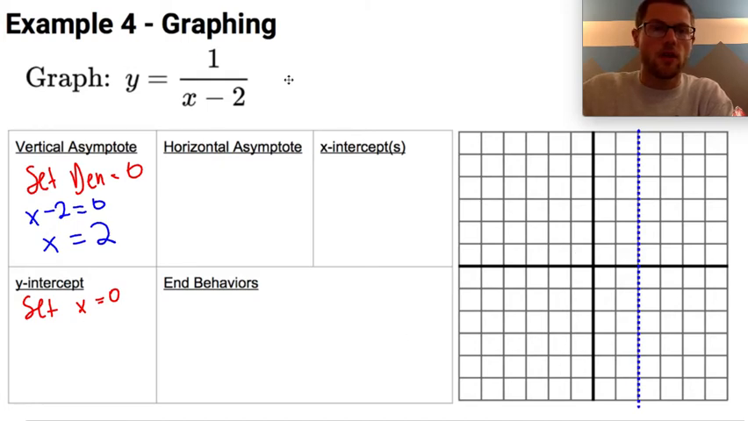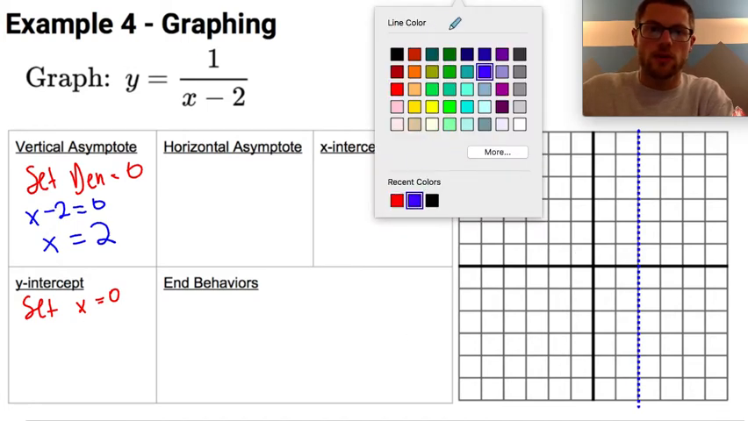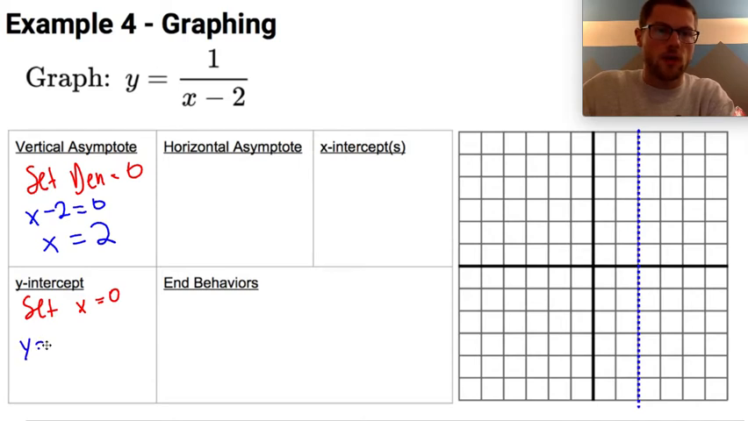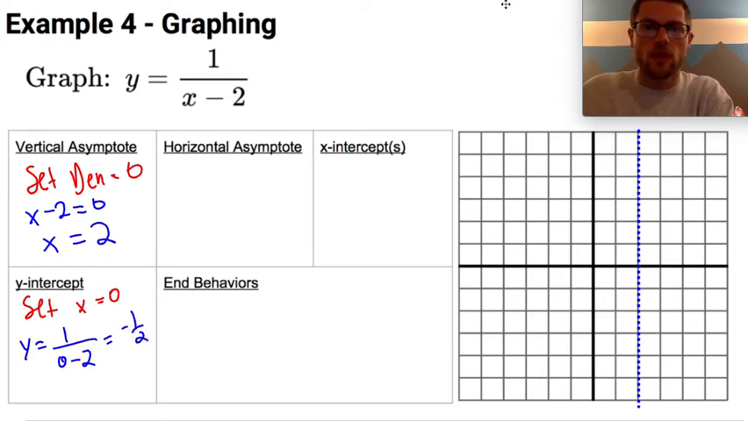So let's plug in x equals 0. So y is going to equal 1 over 0 minus 2, which is equal to negative 1/2. So my y-intercept will be at (0, negative 1/2). And let's even label that for good measure. All right, and next let's take a look at the x-intercept.